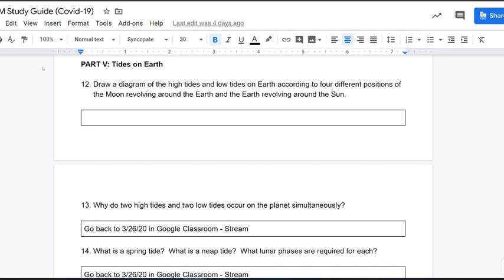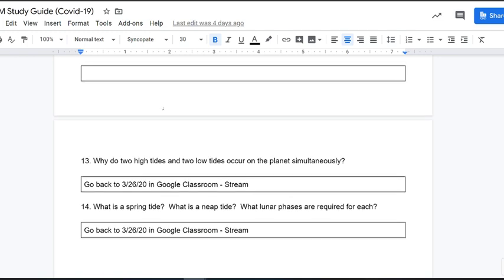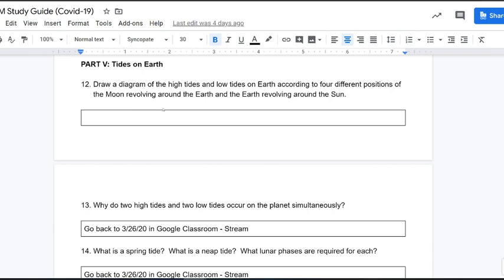Part 5 is talking about tides, daily tides, and then those special tides, spring tide and neap tide. All right. I did 12 a couple days ago. If you've been paying attention on stream, been checking the video. Draw a diagram of the high tides and low tides in the Earth according to different positions of the moon around the Earth. I don't want really focusing on the sun because that kind of implies later on spring versus neap. I want to save that for number 14.